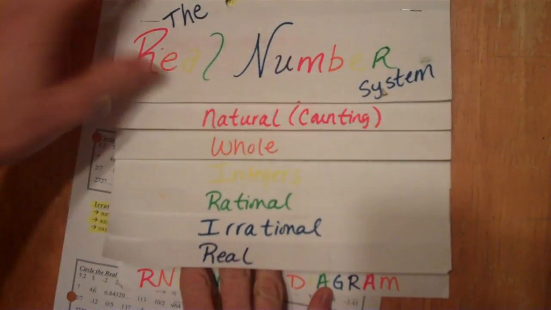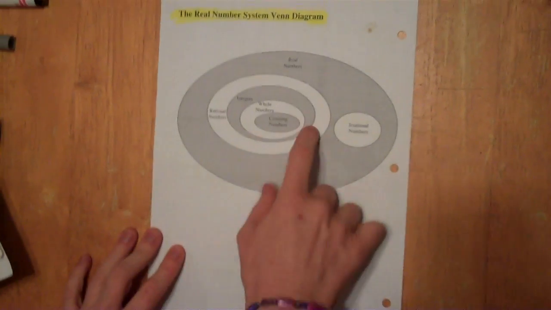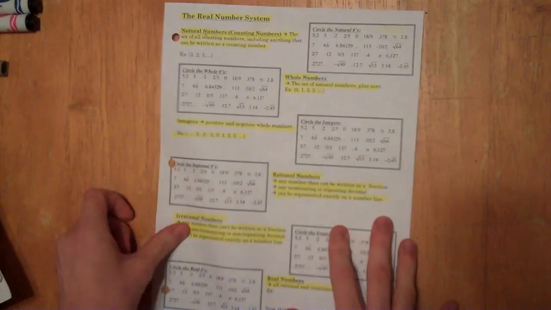All of that information is on these notes right here. And the Venn diagram is also on the back. If you have any questions, email me.